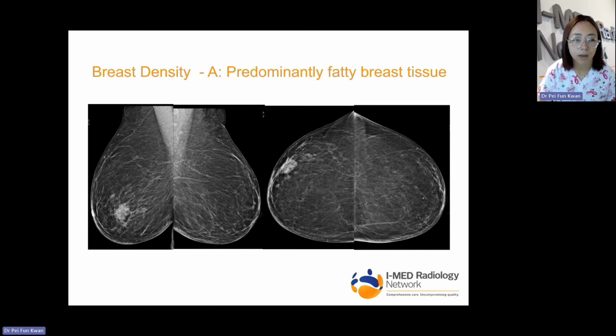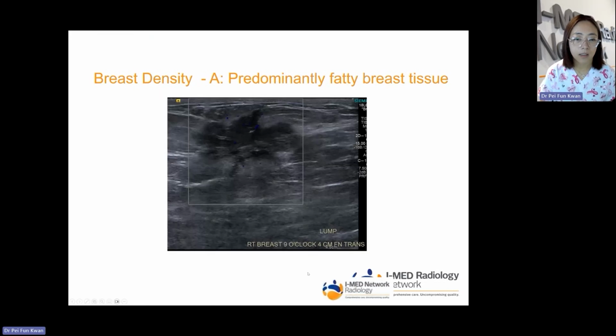So this is an example of BI-RADS A fatty breast tissue. I'm sure everybody can see a mass in the right breast lower outer quadrant. The left breast is fatty. And on the targeted ultrasound of the right breast, 9 o'clock, 4 centimeters from the nipple, there is a spiculated mass with echogenic rind and internal vascularity. All of these features are consistent with a breast cancer.